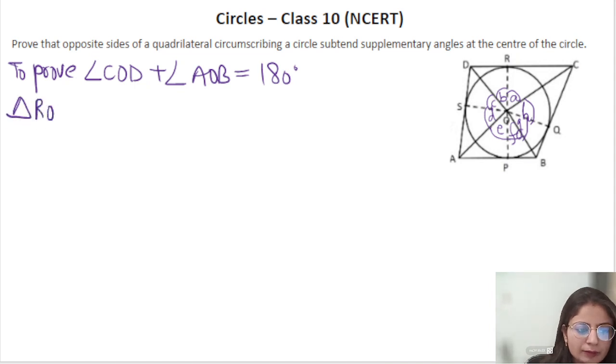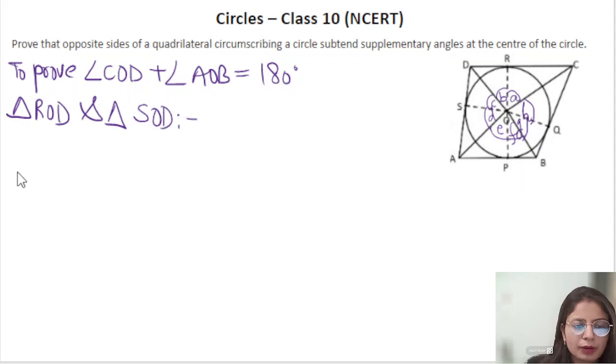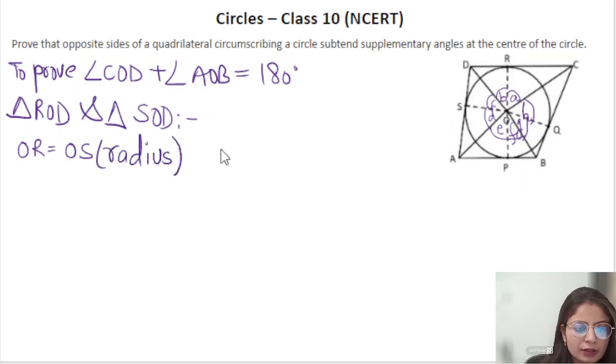ROD and triangle SOD. Consider these two triangles. In these two triangles, we have OR equal to OS. Why are they equal? Because they are radii of the same circle, right? And OD is the common side of these two triangles.